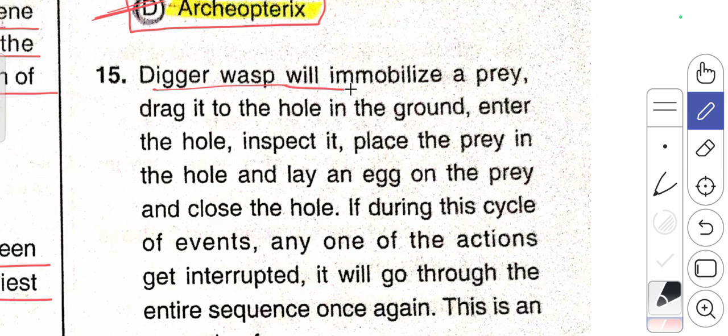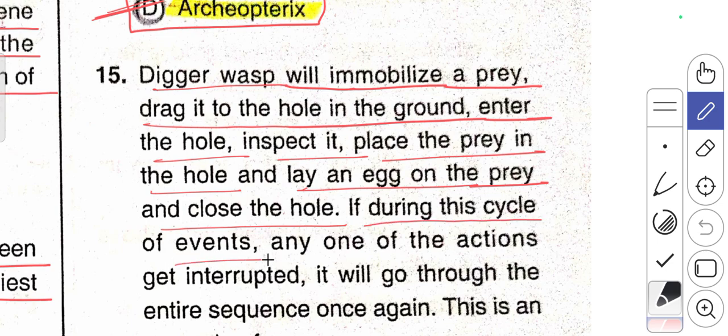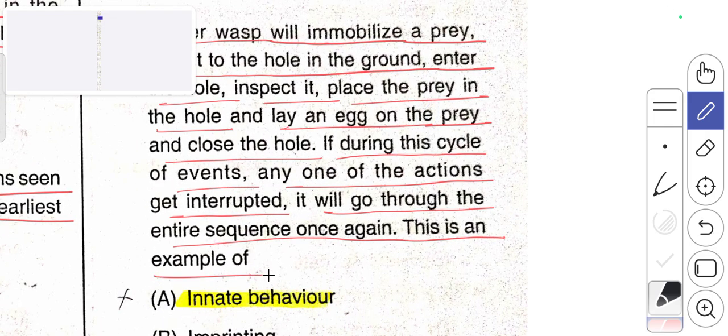A digger wasp will immobilize a prey, drag it to the hole in the ground, enter the hole, inspect it, place the prey in the hole, lay an egg on the prey and close the hole. If during this cycle of events any one of the actions gets interrupted, it will go through the entire sequence once again. This is an example of.